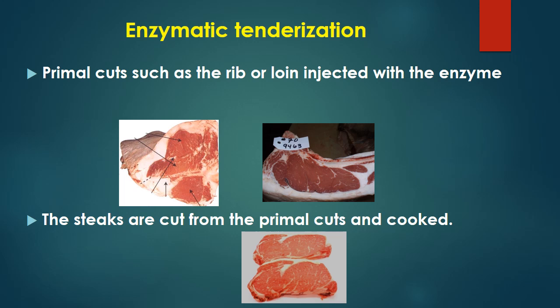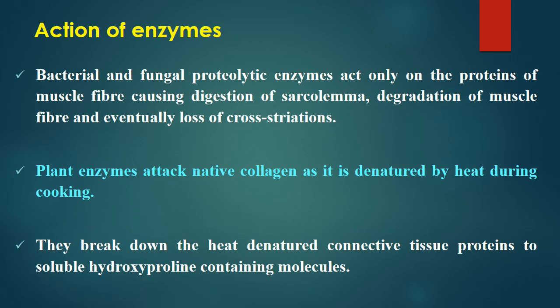Then after some time when they are cut into steaks and then go for cooking. But the more effect will be when it is heating during cooking. So about the action of these enzymes, the bacterial and fungal proteolytic enzymes act only on the proteins of muscle fiber, causing digestion of sarcolemma, degradation of muscle fiber, and eventually loss of cross striations. So the enzymes of bacterial and fungal origin are more active on the proteins of muscle fiber.